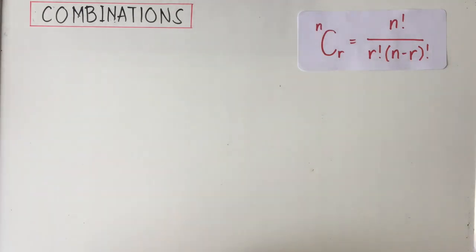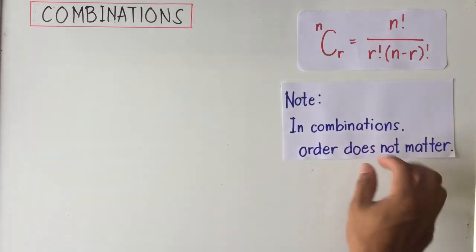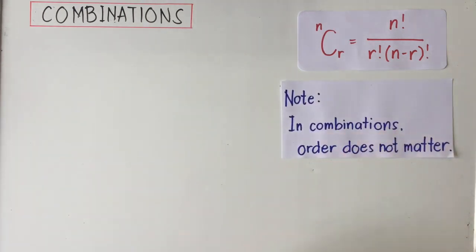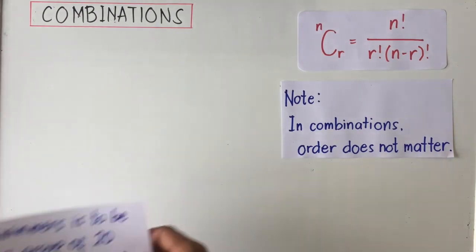If permutation denotes order matters, in combinations, order does not matter. So how do we identify if order does not matter? Let's see the first example.